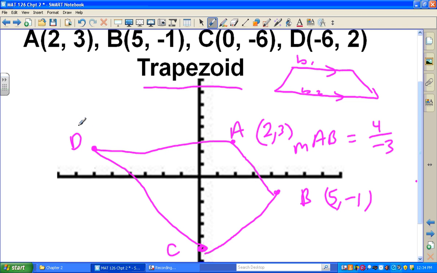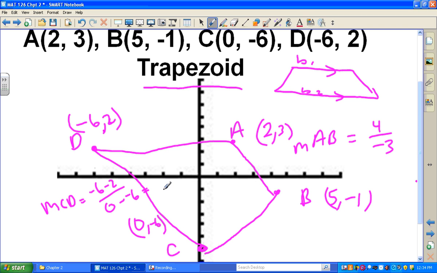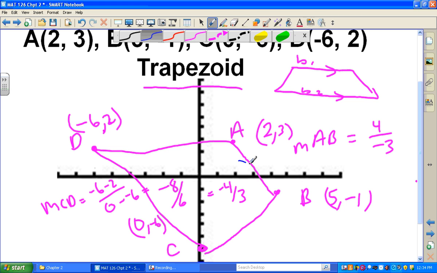Over here, D is negative 6 and 2. And 0, negative 6. So the slope of CD is negative 6 minus 2 all over 0 minus a negative 6. Let's say negative 8 over 6. Hey, that's the same thing. It's negative 4/3, so they are parallel. Nice. I like it when that happens.